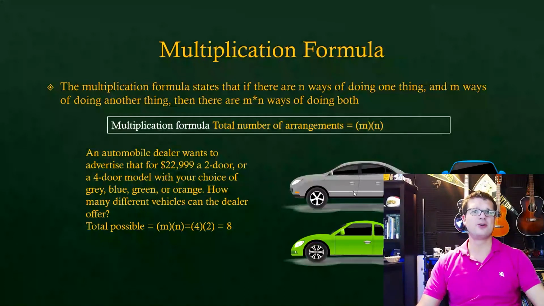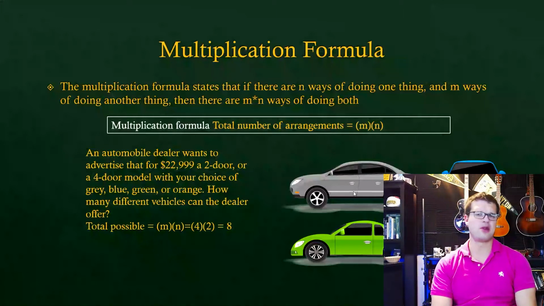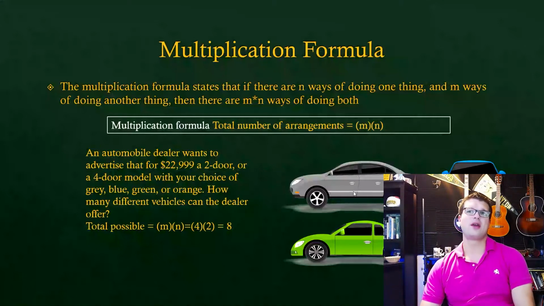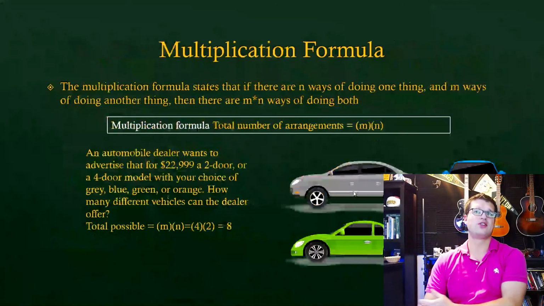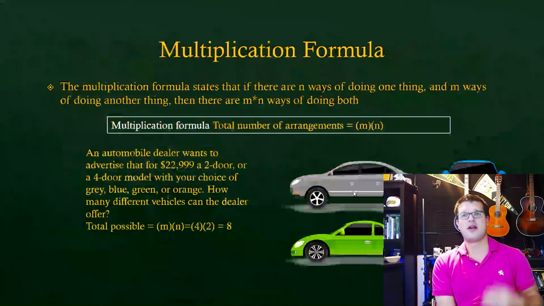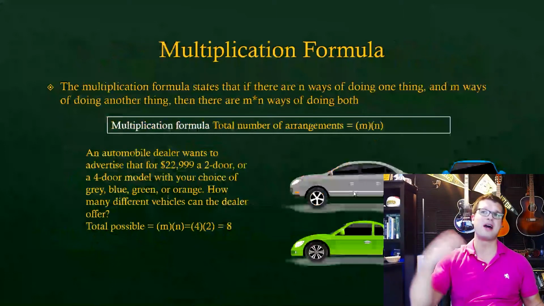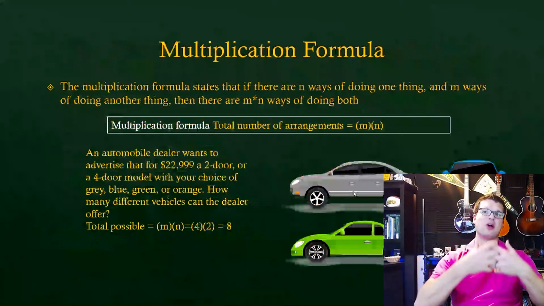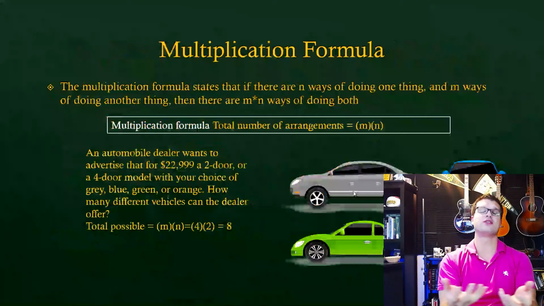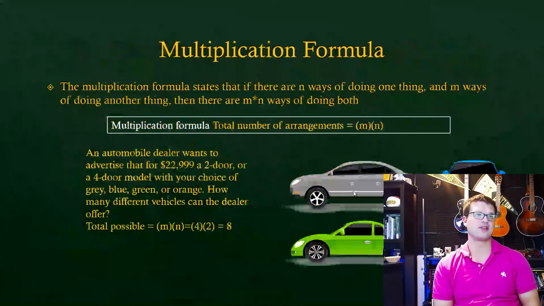So I was getting into the multiplication formula with the dice just a minute ago. Multiplication formulas are when you have a certain number of ways to do one thing, m, and a certain number of ways to do another thing, n. Then there are m times n ways of doing both things. In other words, you multiply the number of ways that you can do the first thing by the number of ways you can do the second thing, to find the number of ways that you can do both of those things, simultaneously, if you will.